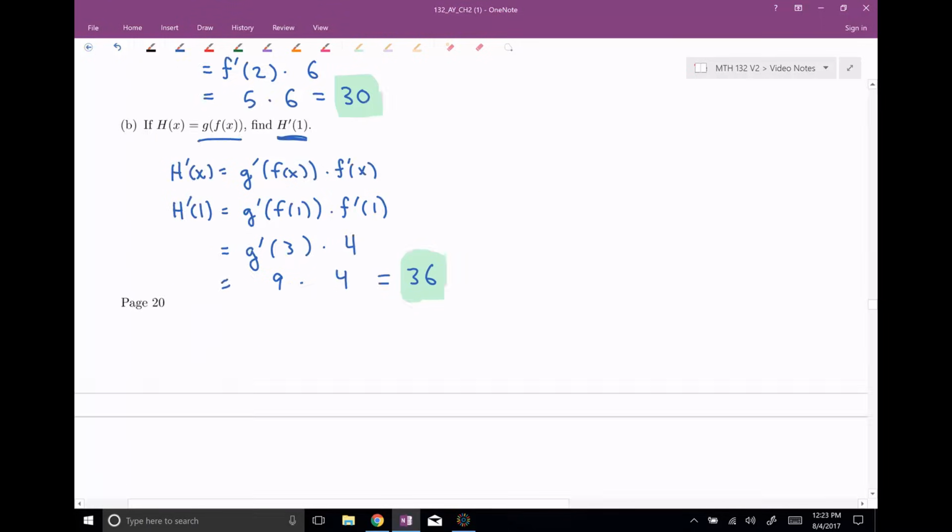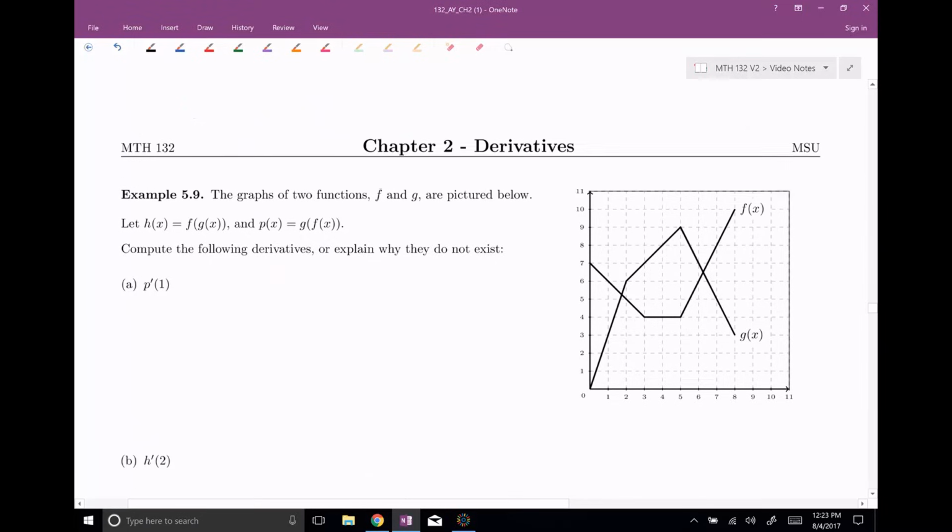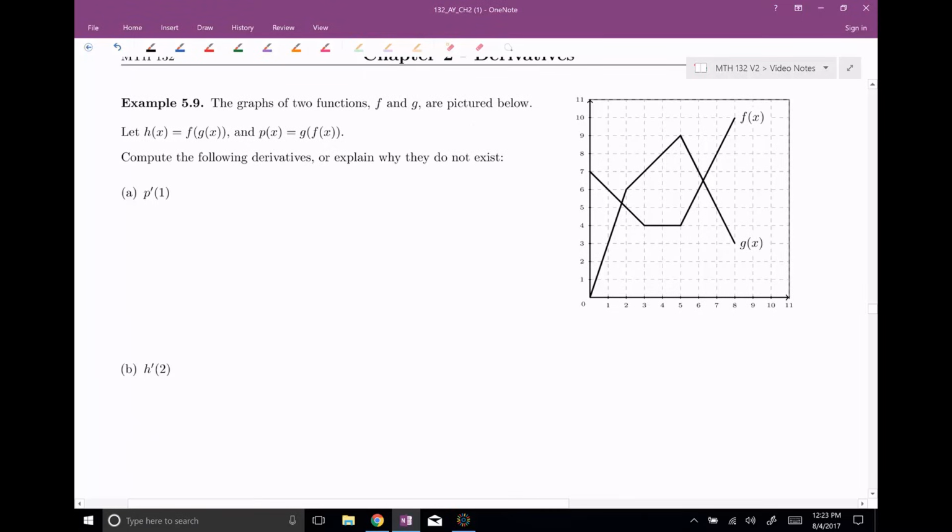Now, what about graphs? So now suppose I have these two functions, f and g, and I'm defining, again, similar to the last problem, little h as f of g of x, and in this case I'm calling p this opposite one, which is g of f of x. I'd like to compute the following derivatives or explain why they do not exist. Let me go ahead and do the first one for you, and then I'll give you a chance to do the second one on your own before I spoil the surprise.